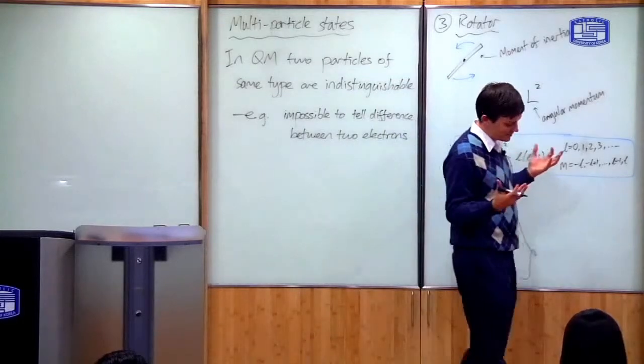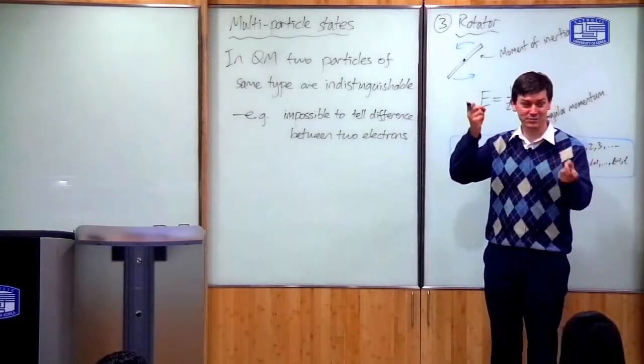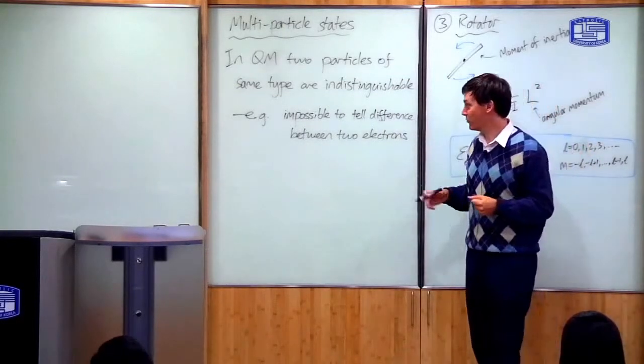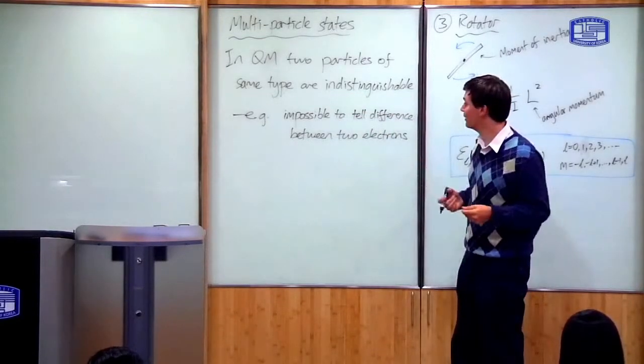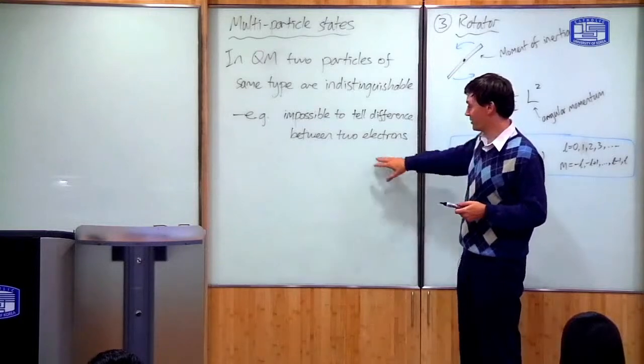So in a gas, say a gas of helium, I've got lots of atoms of the same type, and therefore they are indistinguishable. I have to treat each atom as if it cannot be distinguished from the other atoms in the gas.